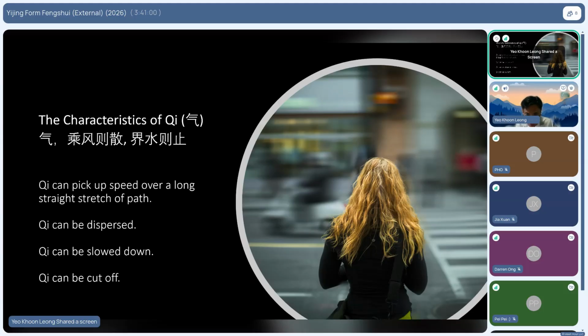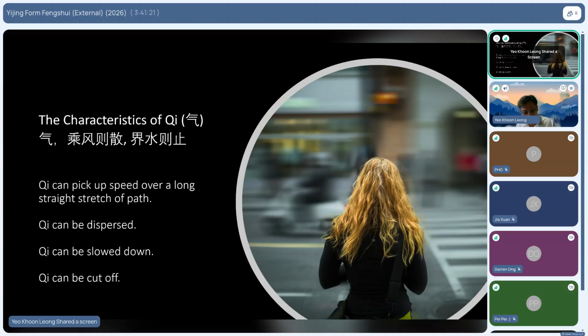And now, don't think of qi as something abstract. Think of qi like people, because qi behave very much like us. How so? Number one, qi can pick up speed. Give it a long straight path, it will pick up speed. That's like how you drive faster on a straight empty road.